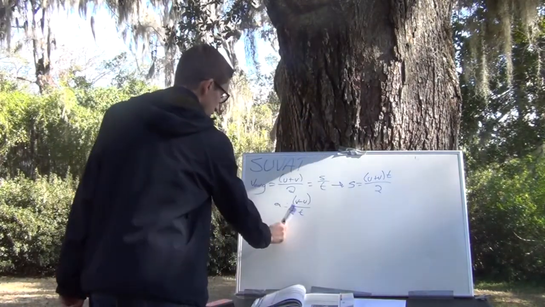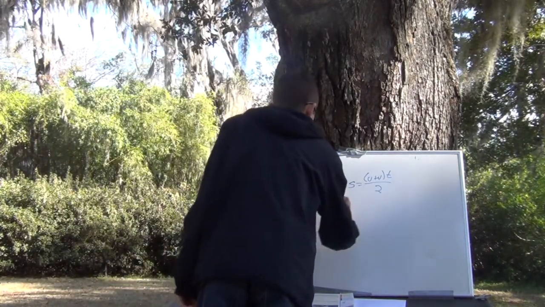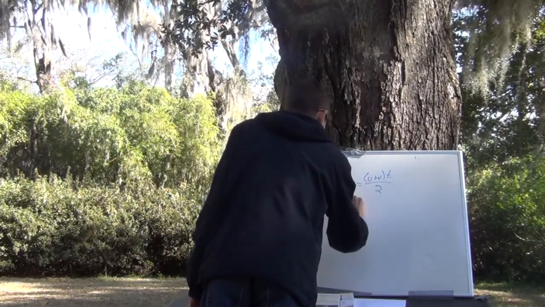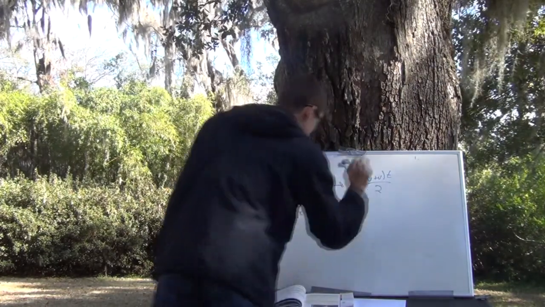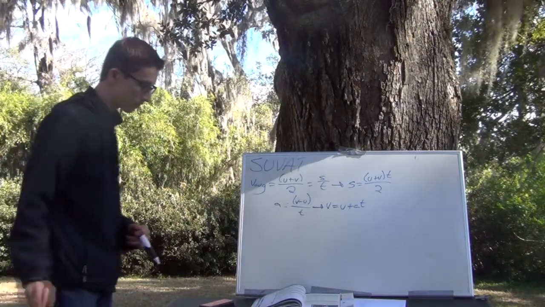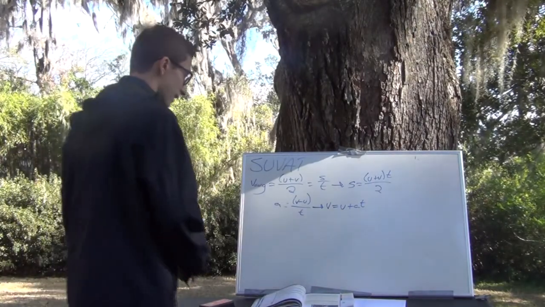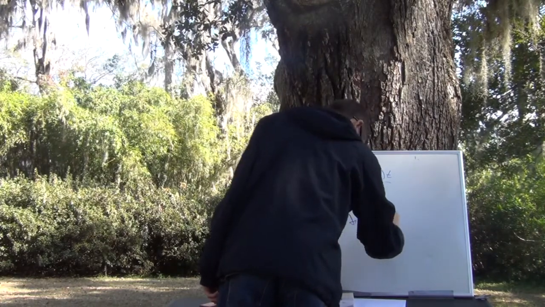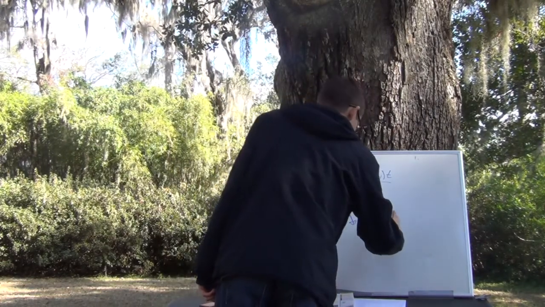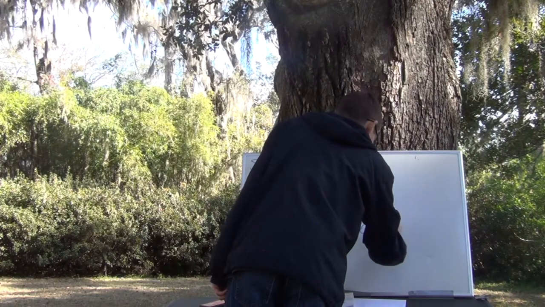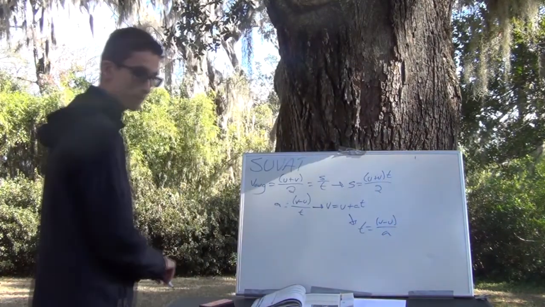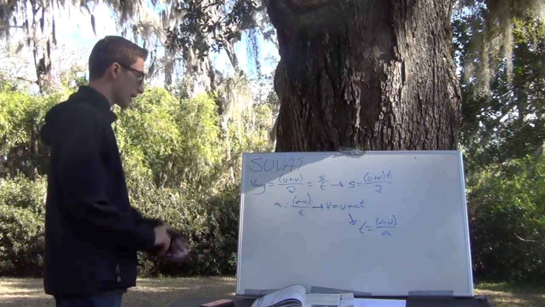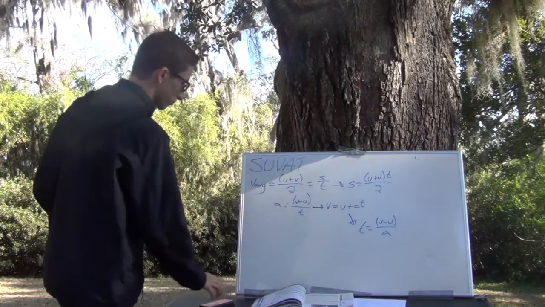So if we rearrange this equation right here to find our final velocity, we get V equals U plus AT. There we go. And then, if we want to rearrange it again to find time, we get T equals V minus U over A. Bam! Now, we can find pretty much any of these variables with just those equations.